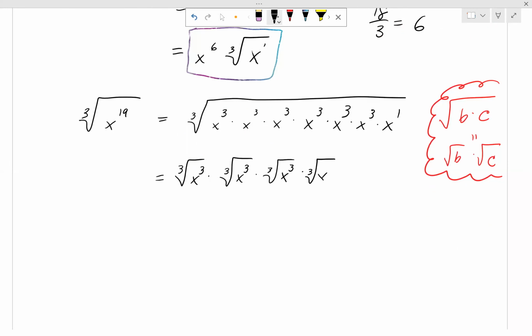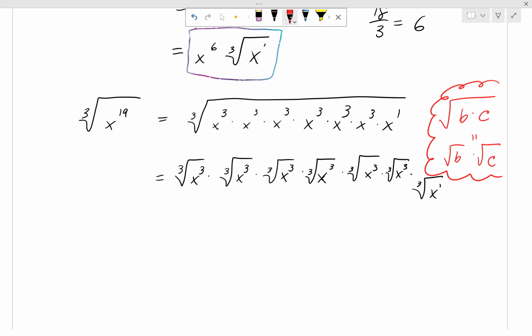We're going to have 6 of these. Kind of running out of room here, but we have 6 cube roots of x cubed and 1 cube root of x to the 1. All right, we just split up our cube root into 7 cube roots.